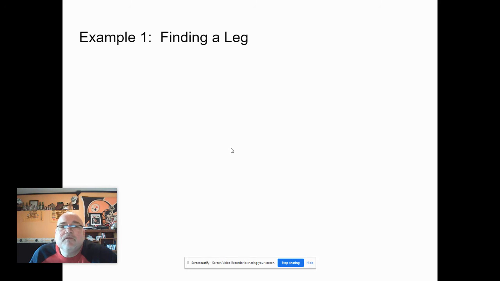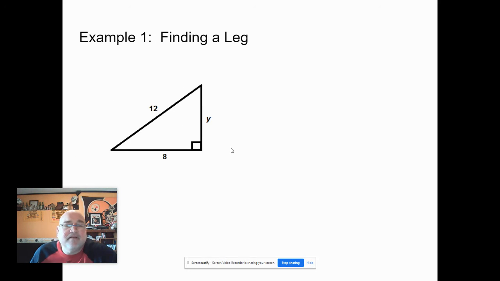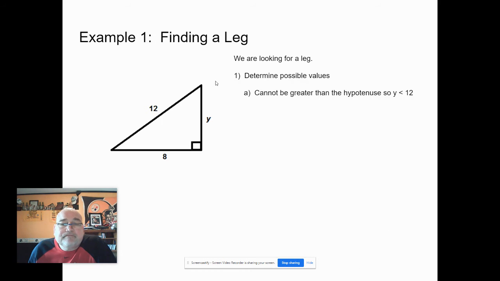So let's look at our first example, and let's find a leg. So the first thing we're going to do, we are looking for the leg. We're going to determine what our possible values are. We're going to have some number sense and make sure that what we get is reasonable. Remember that a leg can't be greater than the hypotenuse, so we know that this y has to be less than 12.